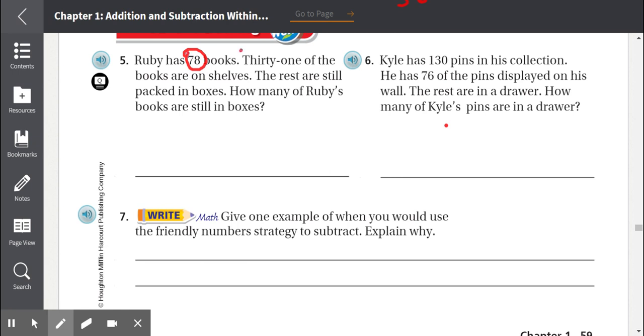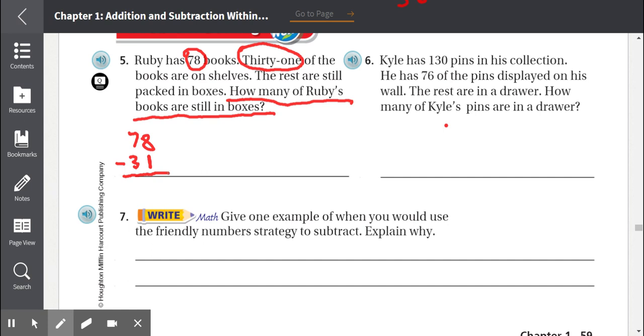78, 31. The rest are still packed in boxes. Now, our question says, how many of Ruby's books are still in boxes? So let's start by setting up our problem. We have 78 books and 31 of them are on the shelves. So let's see. We have 78 minus 31.